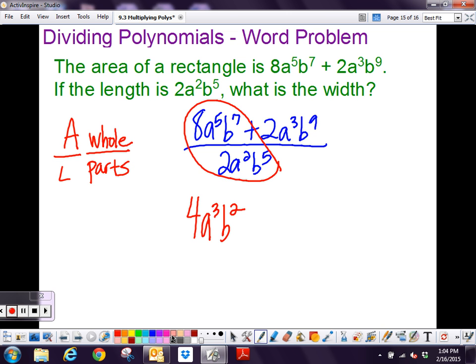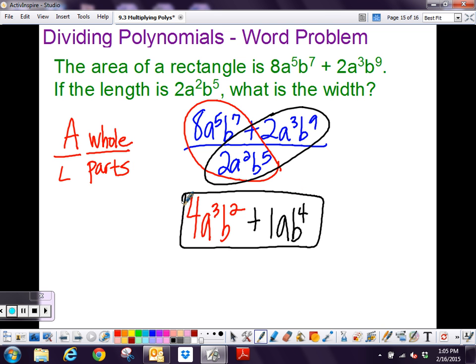Now I'm going to do the second part. 2 divided by 2, that's 1. I still have that plus sign in between, so make sure you put plus 1. And then a to the 3rd and a squared, that leaves me with a. And then b to the 9th and b to the 5th, that leaves me with b to the 4th. So technically now, since I have the a, b to the 4th, I don't really need the 1. But I actually want y'all to write that, because that's going to help us out in the next unit if you can remember to write that 1. It's not wrong if you don't. It's definitely right if you don't have the 1, but it's going to help you out later on.